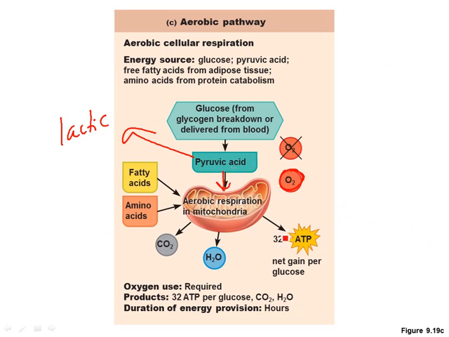Now you're saying, well, I thought you said 36. We also got some up here. Remember, there was some ATP formed when glucose became pyruvic acid. So your net gain is 32 ATPs per glucose. All right? And this can occur for hours. You can form ATP this way for hours and hours. As long as you've got oxygen, as long as you've got sugar, you can do this.